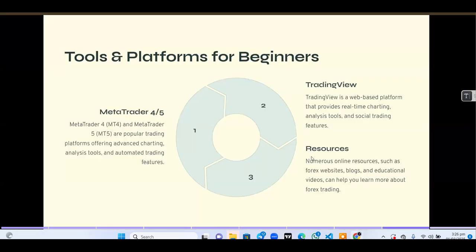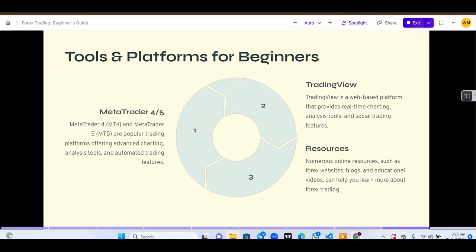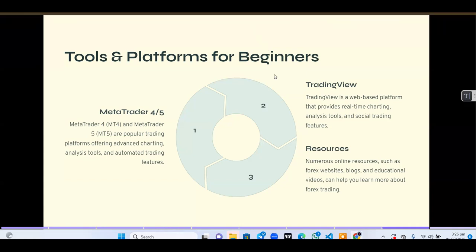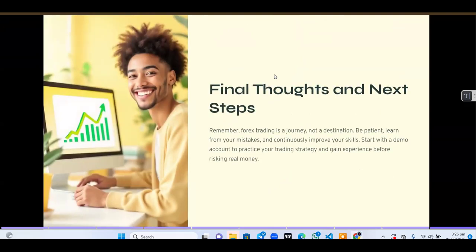So it is important. Resources: there are numerous resources online such as Forex websites, blogs, and education. Please, it is important to always keep learning. Keep learning, and don't stop. So, final thoughts and next steps. Remember, Forex trading is a journey, not a destination. So you have to be patient, learn from your mistakes, and continuously improve your skills. Start with a demo account to practice your trading strategy and gain experience before risking real money.